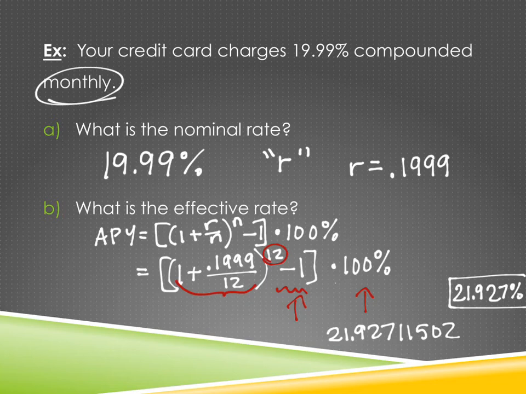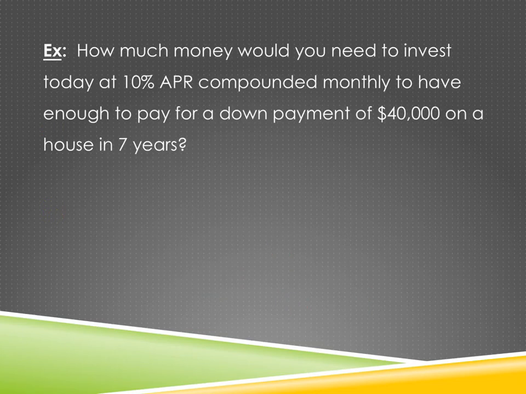All right, one more question in this section. Let's take a look. An investment question. How much money would you need to invest today at 10% APR, compounded monthly, to have enough to pay for a down payment of $40,000 on a house in 7 years? What would you have to put in the bank today?